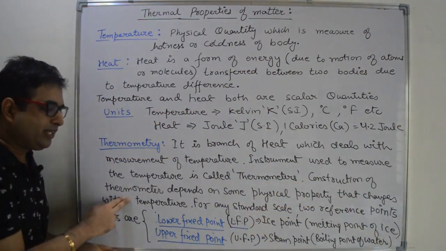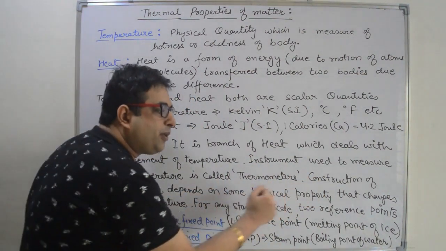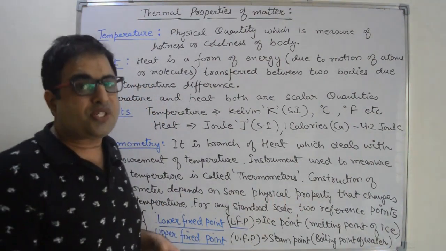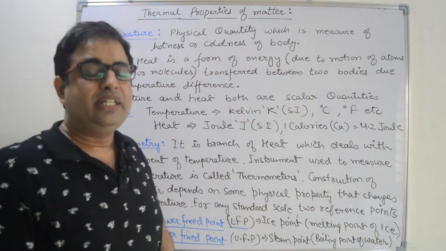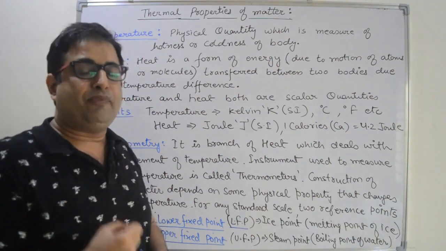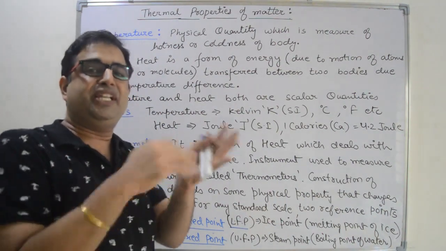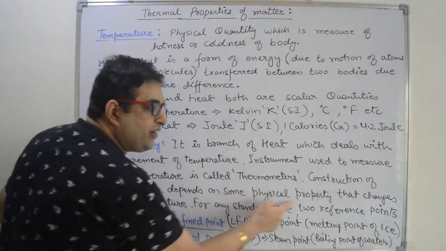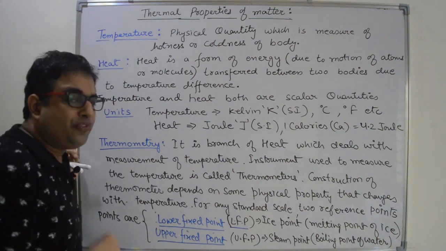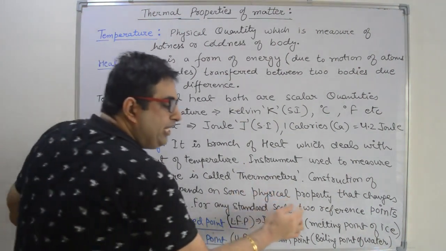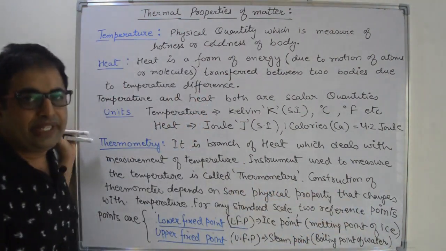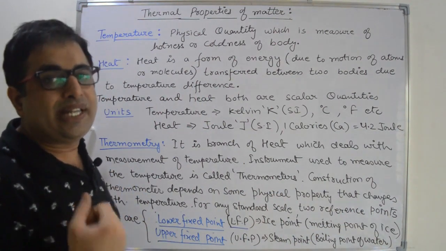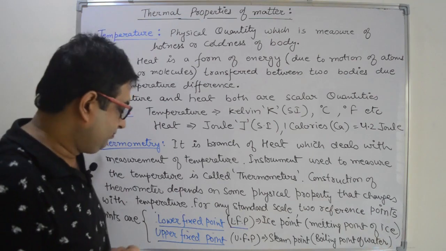Construction of thermometers depends on some physical properties that change with temperature. Because we have to measure the temperature, we need a material that will change with the increase in temperature. That is why we are saying physical properties. For any thermometer, we need two reference points. We have to fix two reference points for measurement of temperature by using any scale.